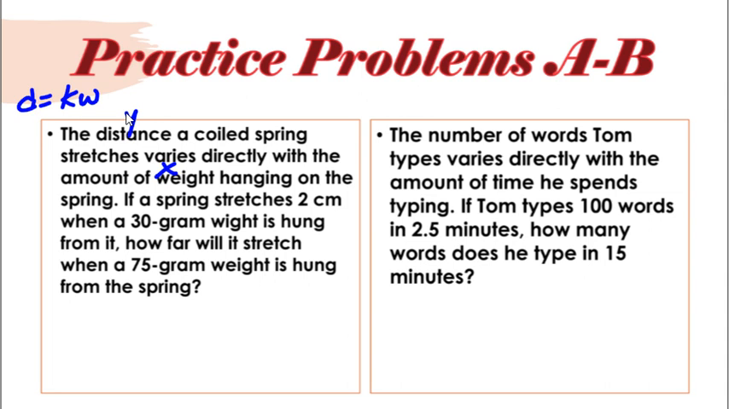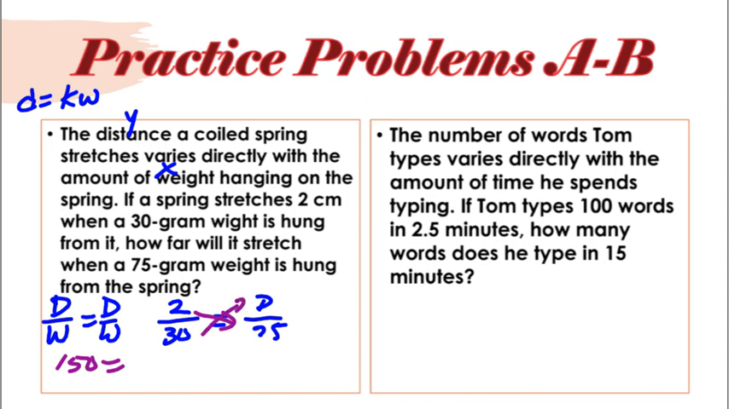So distance divided by the weight equals the distance divided by the weight. So the distance is 2 centimeters, the weight of 30 grams, is the same as how far the distance is when you have a 75-gram weight. Cross multiply. 2 times 75 gives us 150 equals 30d. Divide by 30 on both sides. The distance would be 5 centimeters.